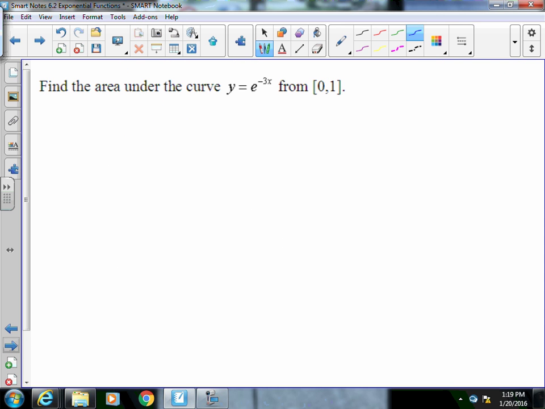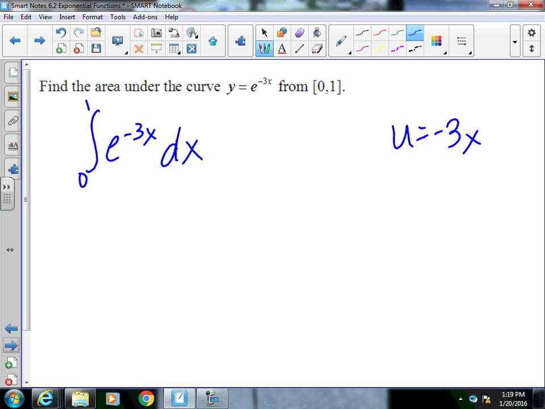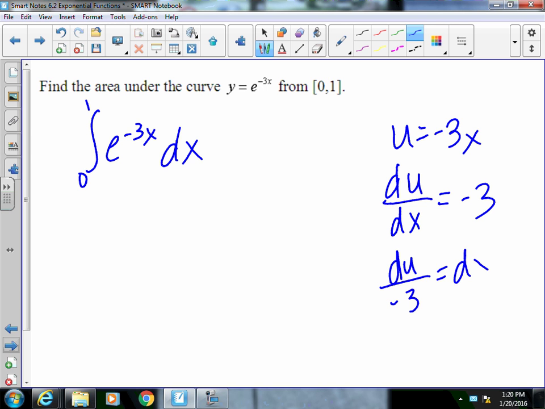Let's try one more example. It says find the area under the curve y equals e to the negative 3x from 0 to 1. So we're talking about the integral from 0 to 1 of e to the negative 3x dx. We're going to need another u. My u is going to be negative 3x. Eventually you might get good enough at this that you don't have to use the u and you can still figure out what's going on. The derivative is negative 3, which means du over negative 3 equals dx.